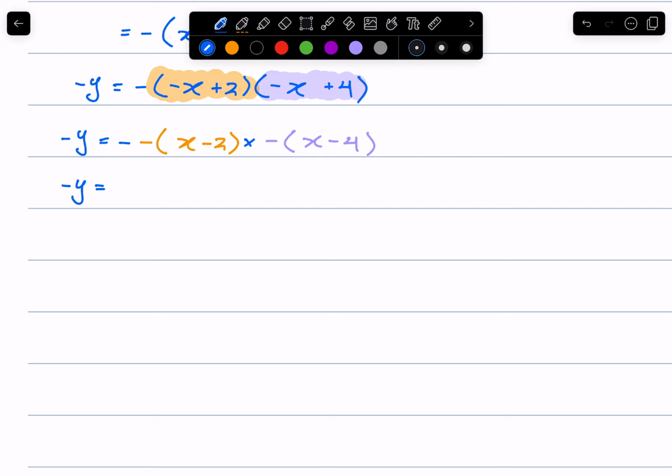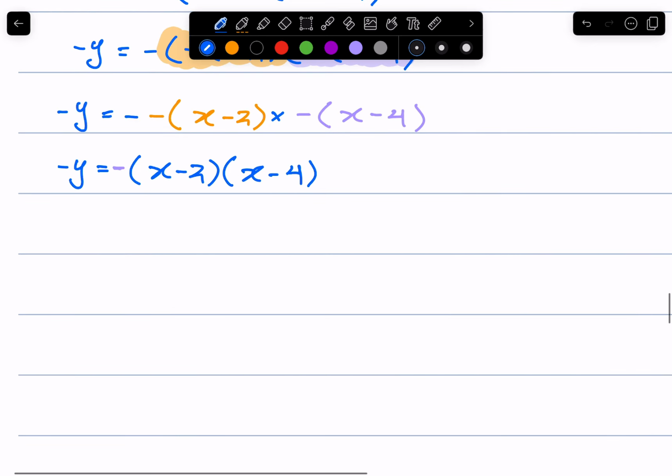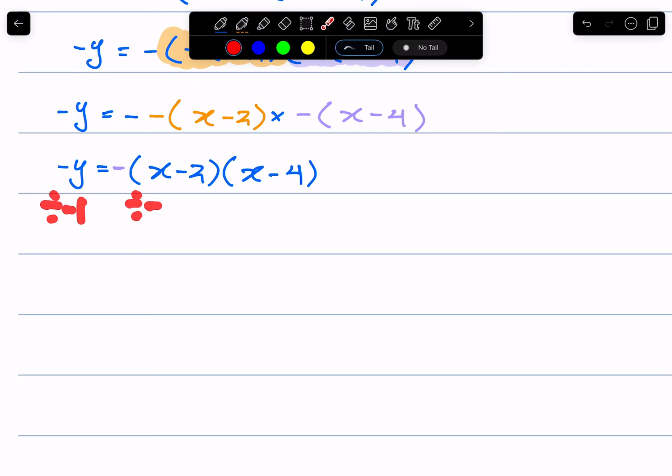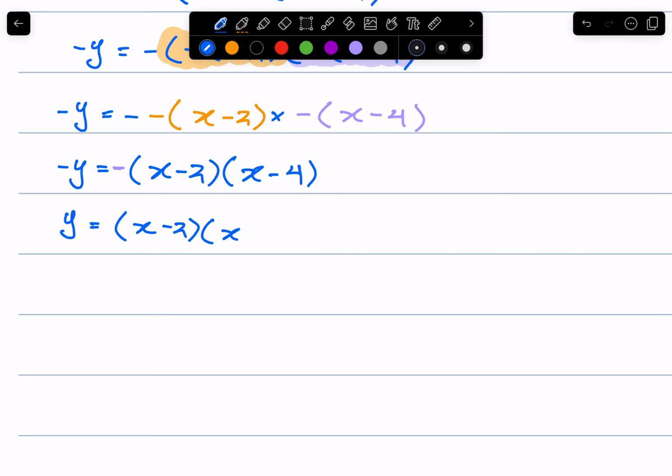It's still negative y, by the way. These two cancel to become positive, so we're left with x minus 2. There's still that negative there, so I'm going to put that negative here in the front. x minus 4. We have one final negative, so this negative y, I'm going to divide that by negative 1 on both sides. So this cancels out these last two pairs to give us y equals x minus 2, x minus 4.